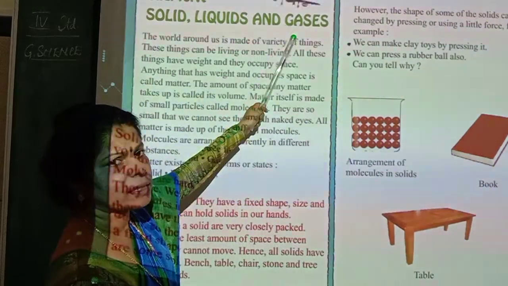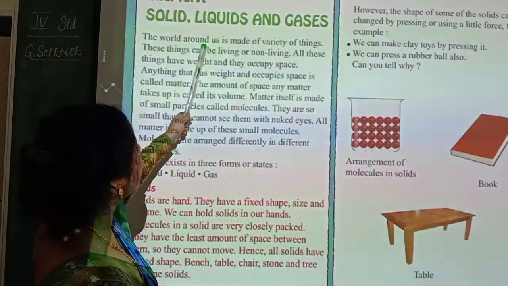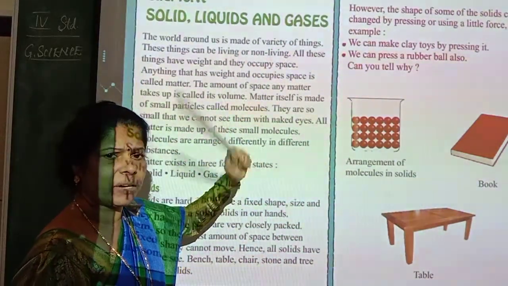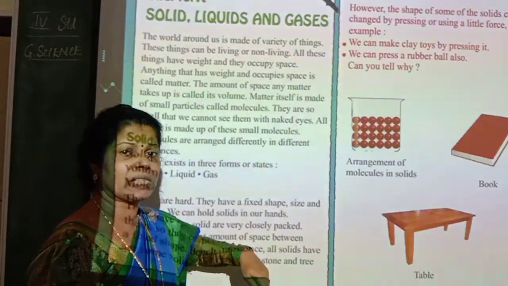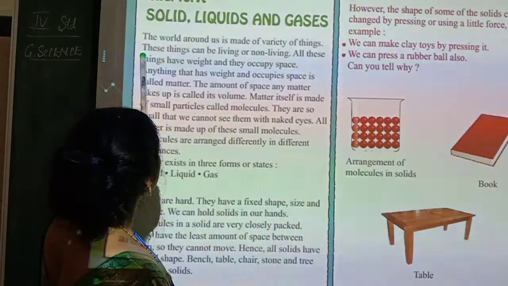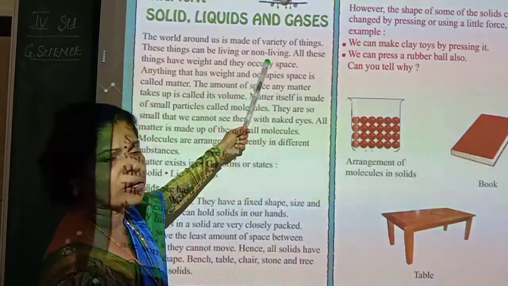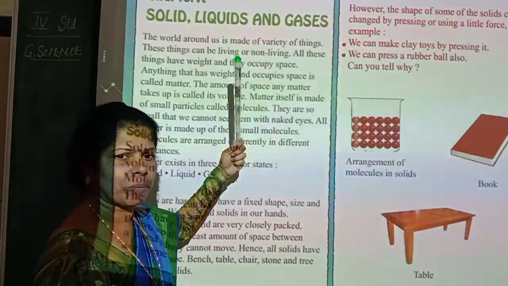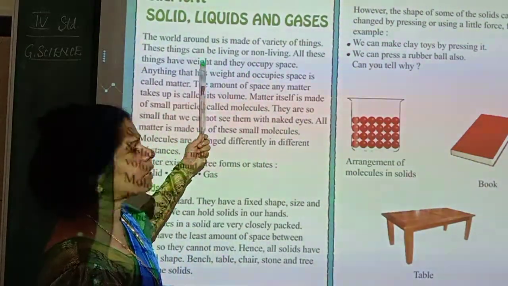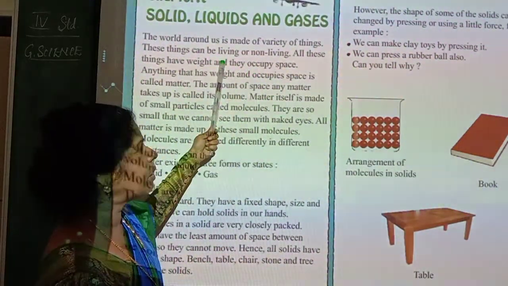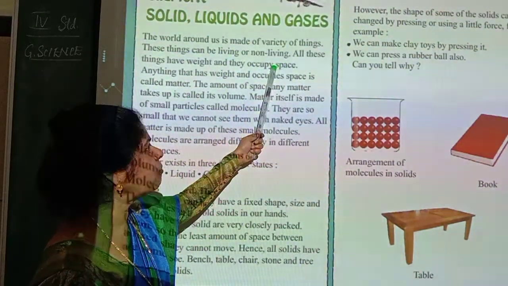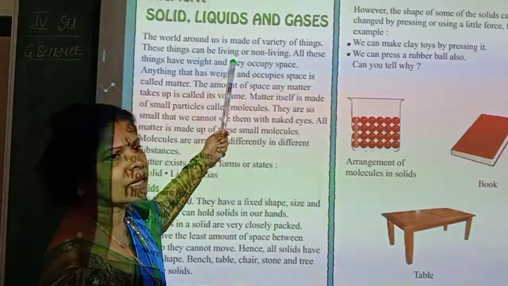Solid, liquids and gases. The world around us is made of variety of things, isn't it? Everywhere you see, even in the house only, in your own room you can see, there will be varieties of things. These things can be living or non-living. Means some have the movement, some have life processes, some do not carry life processes. So which all carry life processes, they come under living. Which do not have life processes, they call it as non-living things. No life, non-living. Life is there, living.